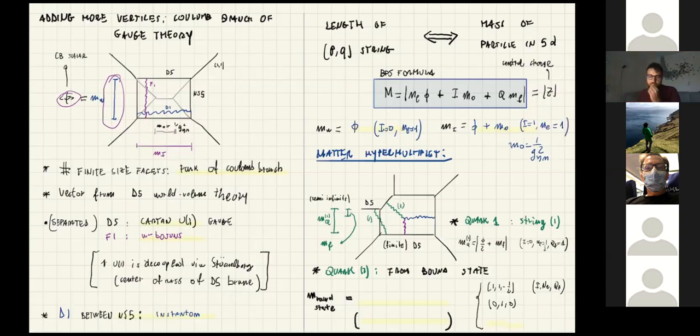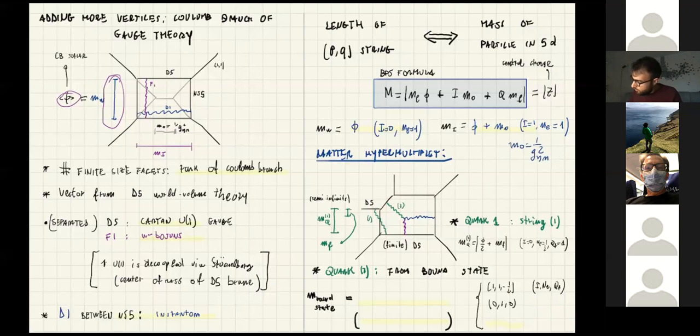Okay, so what happens if we add matter hypermultiplets? Well, for example, the matter hypermultiplets can arise from the following web. So down here we have a new segment in this web. Again, on each junction the charge conservation is satisfied, so we can have this extra leg in the web. And what are the hypermultiplets in this case, and what are their masses in particular?